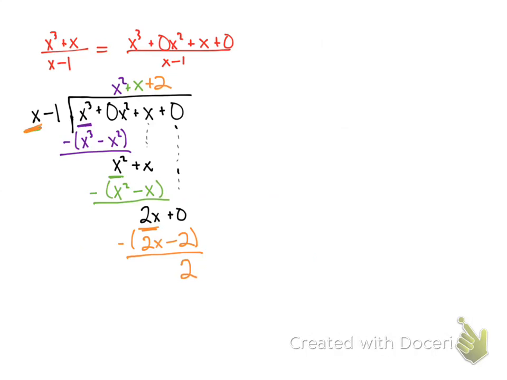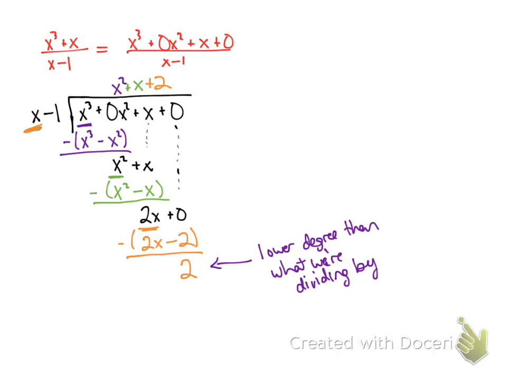And there's nothing left to bring down, and if I try to look at the first parts, I go x times what would equal 2? Well, I'd have to have a fraction, or a fraction with x on the bottom, and we don't want that. So whenever you get down to a place where you have something with lower degree than what you're dividing by, in this case this is a constant and we're dividing by a degree 1 thing, so that's lower, you stop, and whatever's left is the remainder.